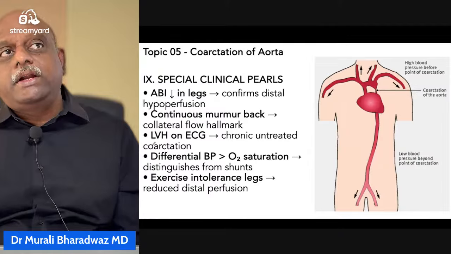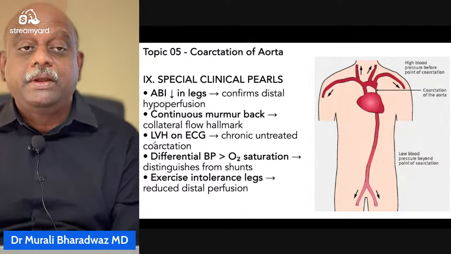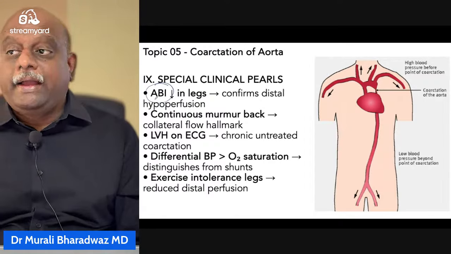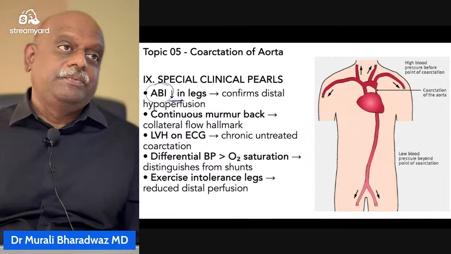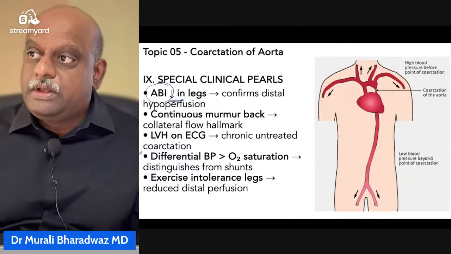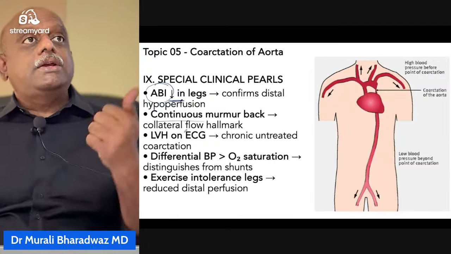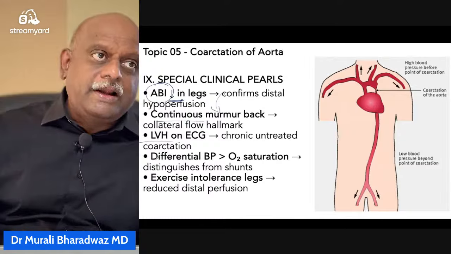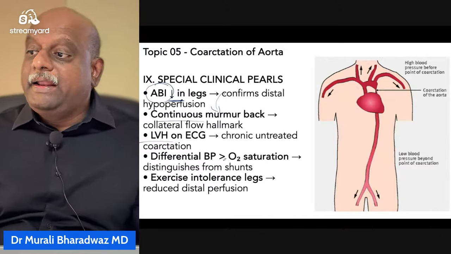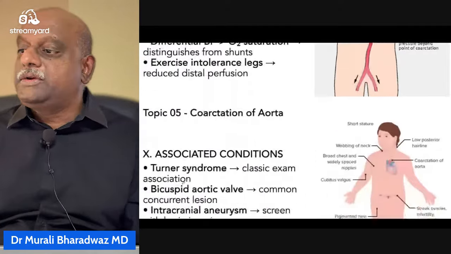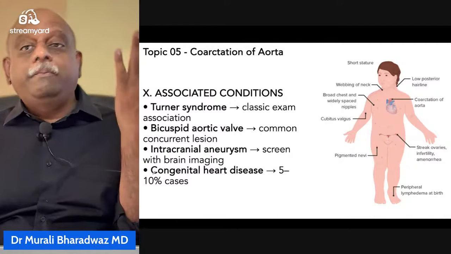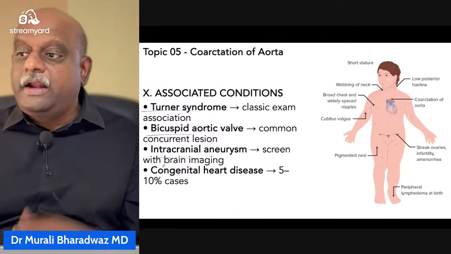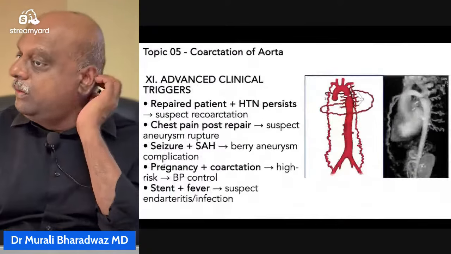Now, how do you know that there is decreased perfusion to the lower limbs? We calculate the ankle brachial index, which is diminished in the legs, a very important clue. Similarly, coarctation is responsible for a continuous murmur. On ECG, you will see left ventricular hypertrophy. These are the important points to remember. So what are the three important associations? Turner syndrome, bicuspid aortic valve, and intracranial berry aneurysm are the three things that you need to remember.